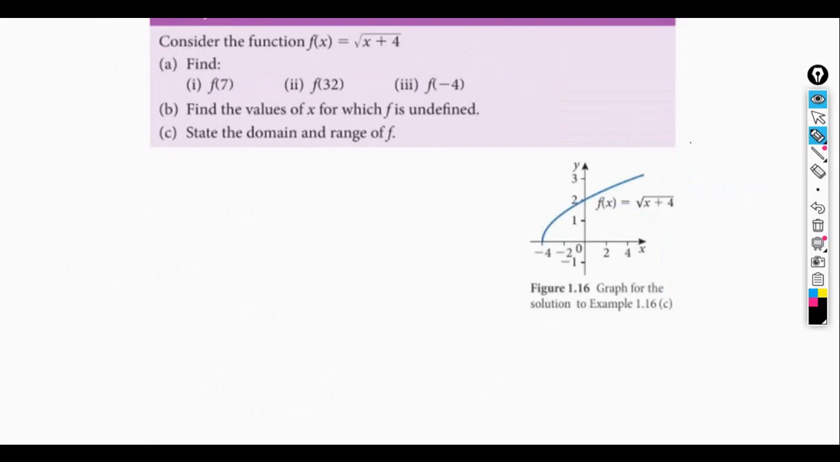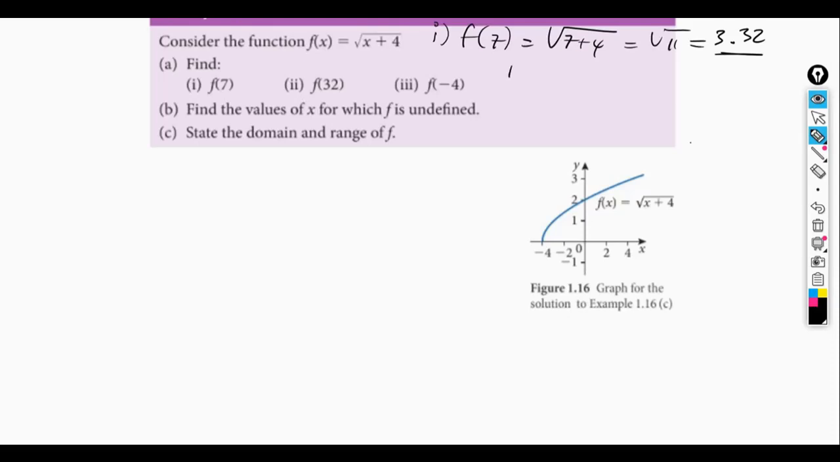Consider the function f of x equals square root of x plus 4. Part A, number 1, find f of 7. So remember that that's just plugging in the 7 in the function, right? So f of 7 would be equal to the square root of 7 plus 4, and that equals the square root of 11. And if you plug that in the calculator, it's going to give you approximately 3.32. Now this is very important because normally in the IB, you're going to round to 3 significant figures. They expect you to round to 3 significant figures.